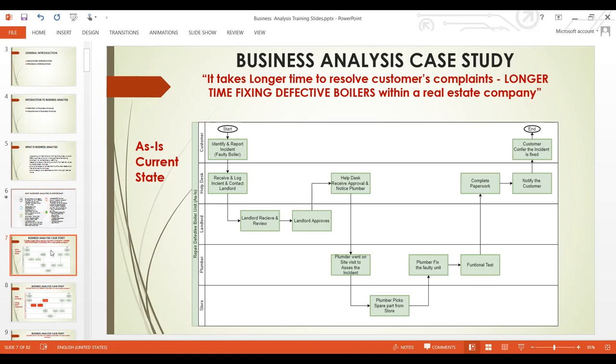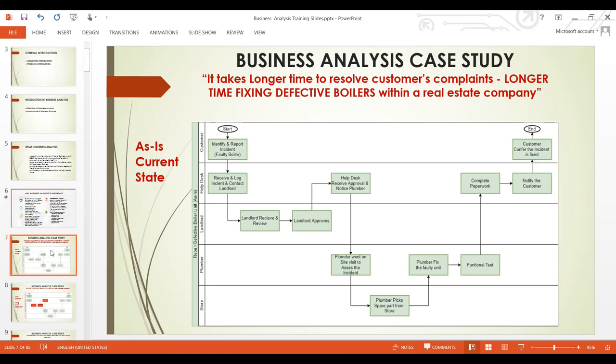This is what the company is facing. So as a business analyst, you are presented with this problem. The first thing you need to do is to document the way they are handling this problem. That is the first thing. After having a session with the stakeholders, this is when you gather the requirements on how to resolve this.